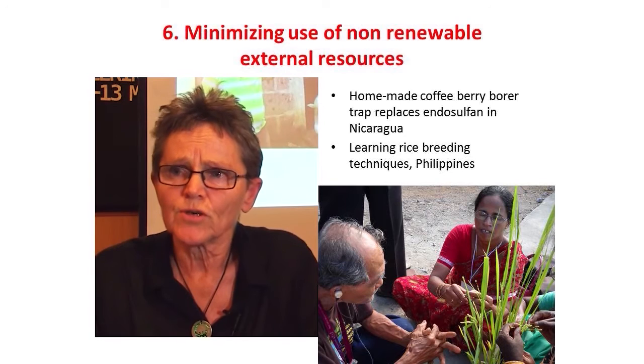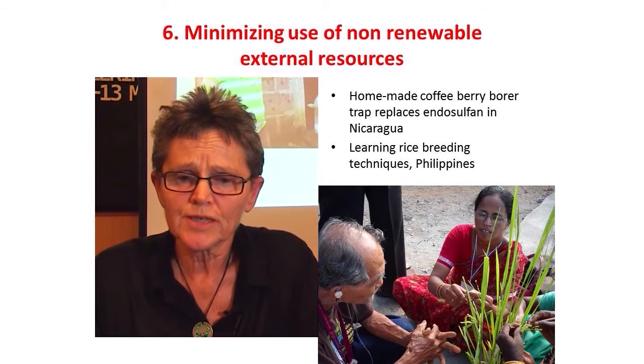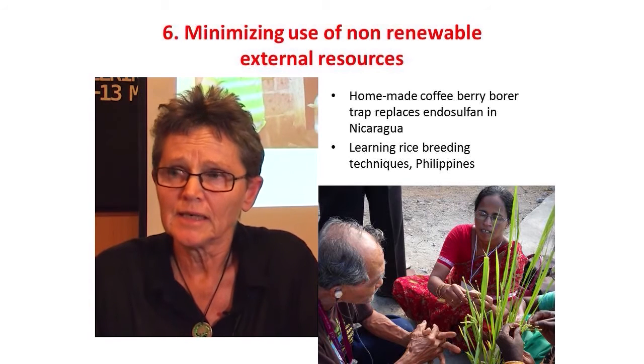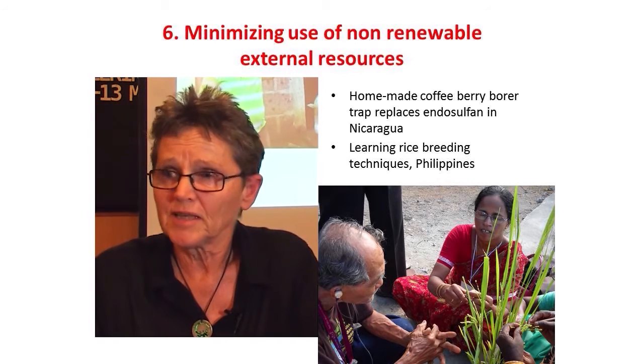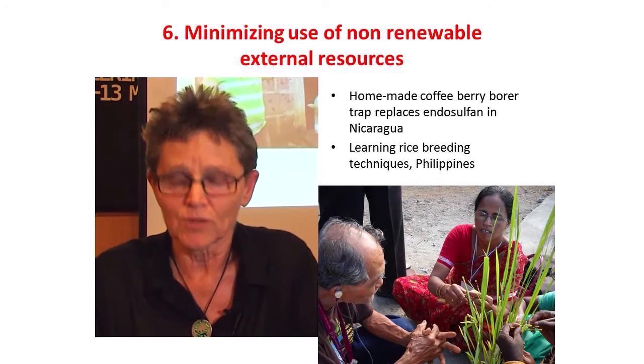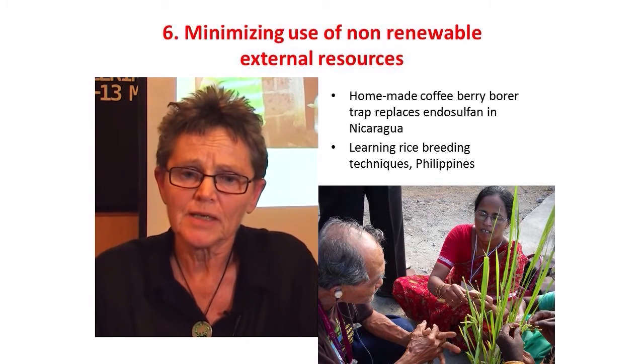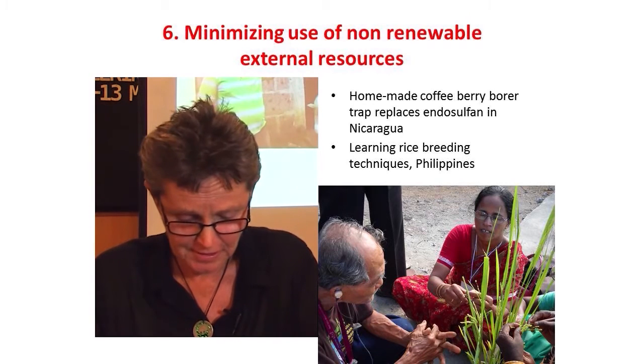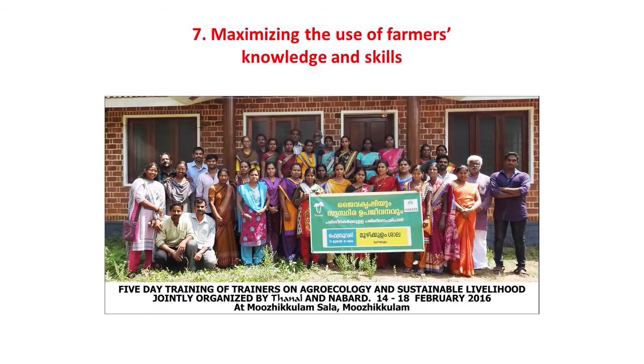Farmers who can breed their own seeds and breed good varieties of their own seeds save an enormous amount of money through not having to buy patented seeds on the market, genetically modified seeds, as well as being able to adapt their planting to their varieties to their own specific needs. And lastly, maximising the use of farmers' knowledge and skills. And this is an incredibly important part of agroecology, which is, again, not widely recognised in IPM, but in conventional agriculture.